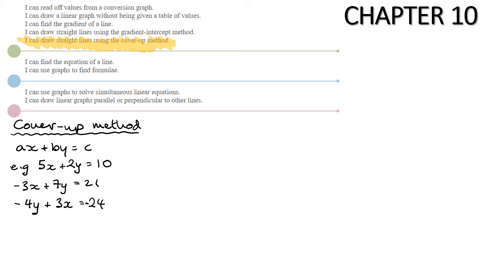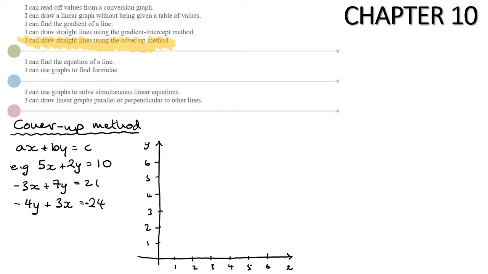The way that this cover-up method works is we're going to generate two coordinates by covering up part of the equation. So here's my x and y axis here. I'll do 1, 2, 3, 4, 5, 6, and the same on this axis. I'm going to use the cover-up method to draw this line, and this line is going to be a line with this equation.